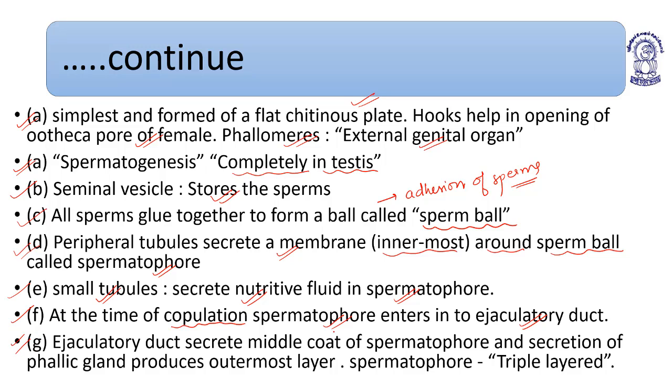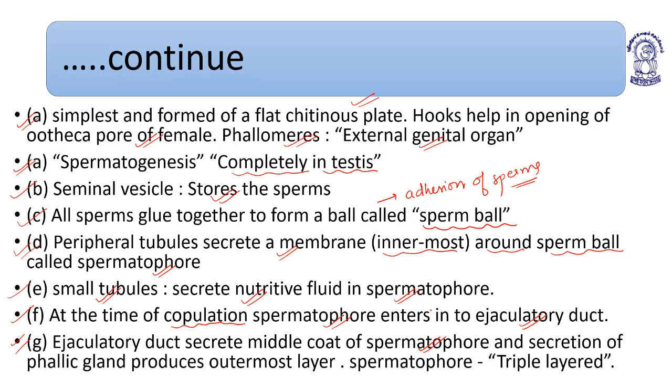The ejaculatory duct secretes a middle coat of the spermatophore. So the innermost layer around the sperm ball, known as the spermatophore, is secreted by the peripheral tubules. The small tubules secrete the nutritive fluid in the spermatophore. At the time of copulation, the spermatophore enters into the ejaculatory duct.